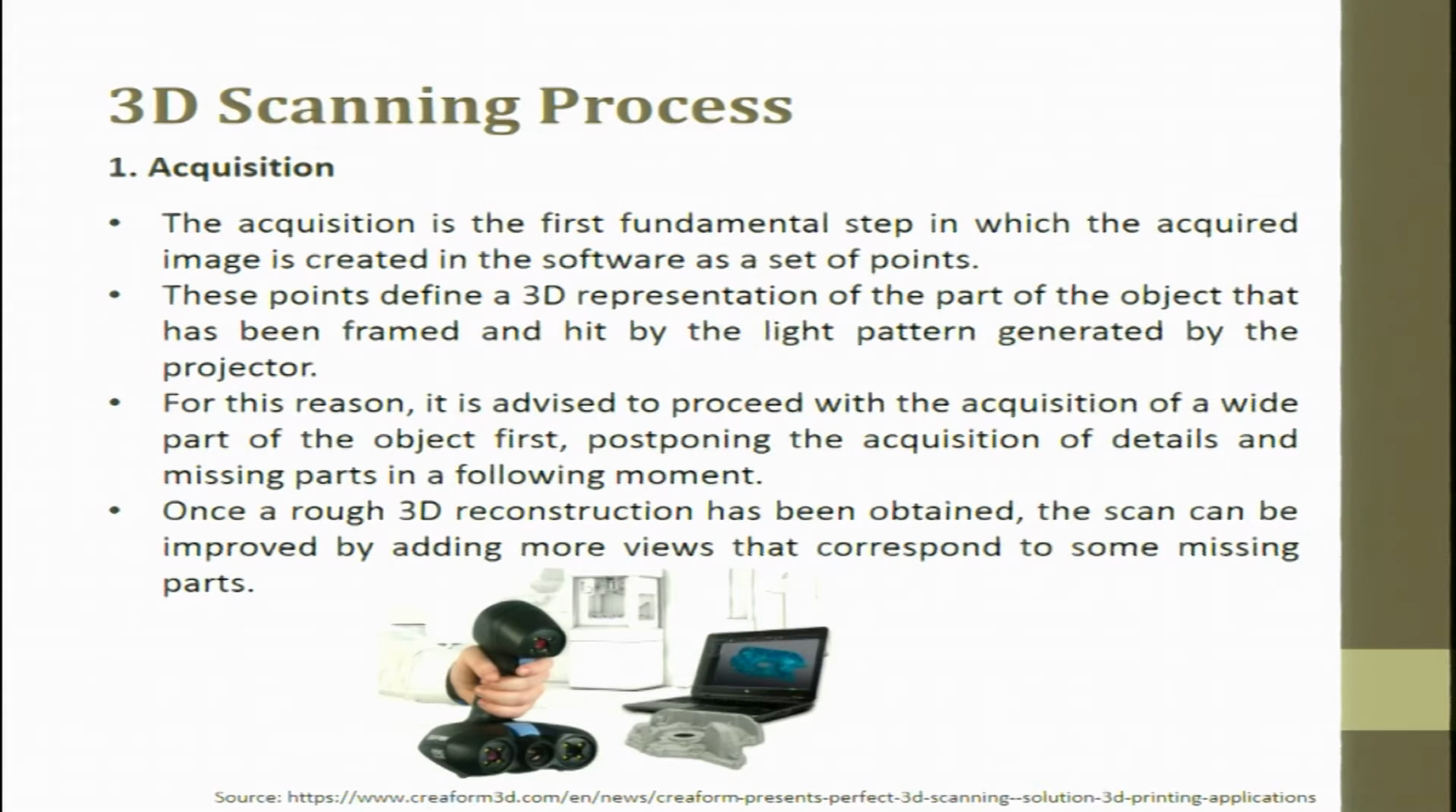Acquisition is the first fundamental step, in which the acquired image is created in the software as a set of points. These points define a 3D representation of a part of the body that has been framed, and is hit by a light pattern generated by the projection.